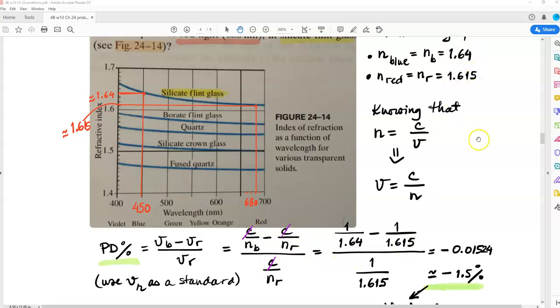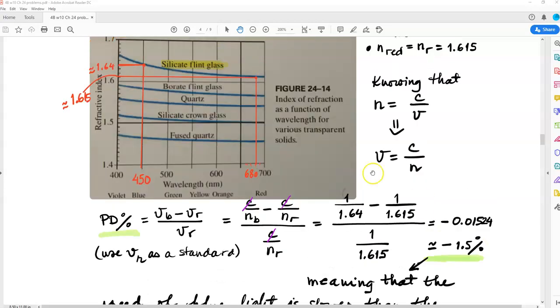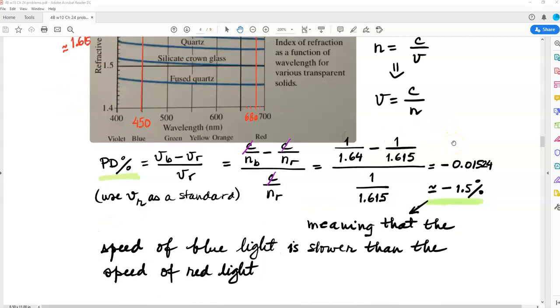Plug in the numbers that we got from the graph, and you calculate it, and all of a sudden you get a negative number. So the question is, hey, what does that mean? That means that the light speed is slowing down. By how much? By about 1.5%. So I wrote it in words here for you guys, meaning that the speed of the blue light is slower than the speed of the red light. And that's kind of interesting, because you can see that that's inversely proportional to the index of refraction. So that should be expected. I would get worried if you get a positive number, then something happened in your calculator.